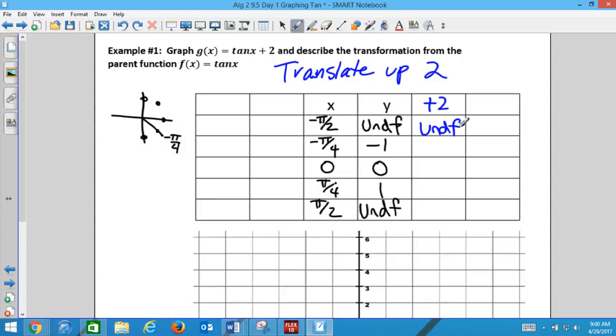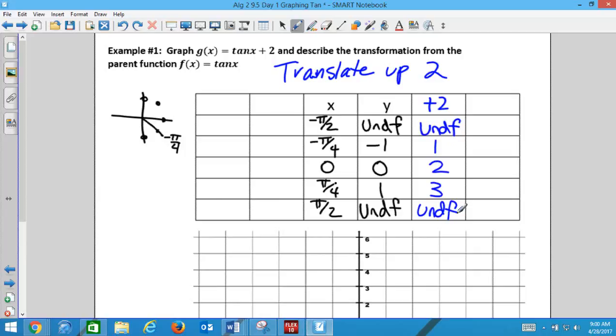What would make this asymptote move? Left or right? Not. All right, and then we have to add 2 to the value, so we can actually add 2.